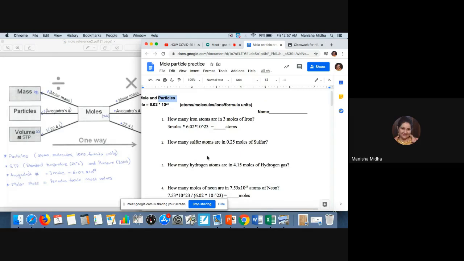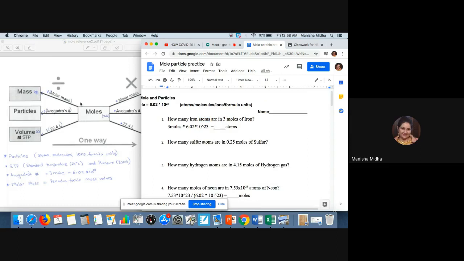So you have a question: how many iron atoms are in 3 moles of iron? So we have to identify on the roadmap, because it's a roadmap, so you're traveling. Your starting point is what's given. That's your starting point, 3 moles. And what they're asking is atoms. That's your destination. Whatever the question is, that's where you have to reach.